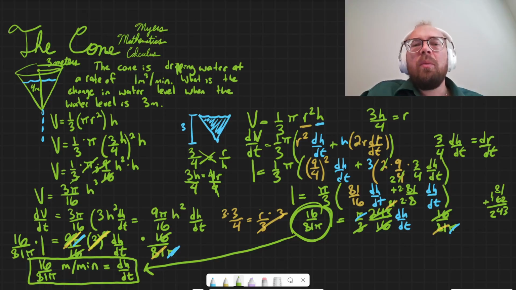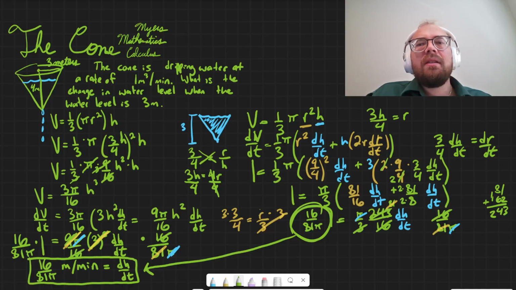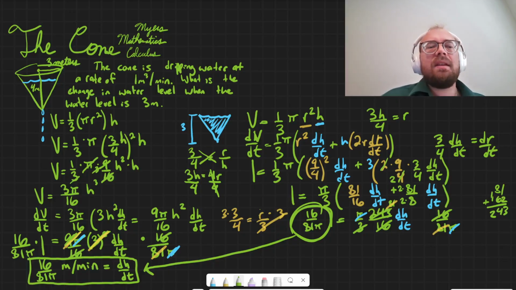There's more than one way to do the problem, and you get 16 over 81 pi either way. But typically the standard way to do it is the fastest way, but the other way is another way to do it. And it's a great way to check your work too. So if you are wondering if you got the right answer, rather than just going back and looking to see if you got everything right just by checking each step, you could do it a different way and you should get the same answer. And that gives you more confidence in your work.